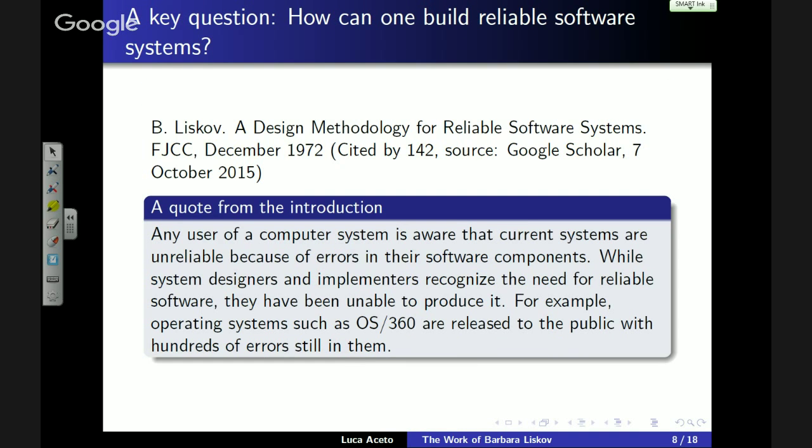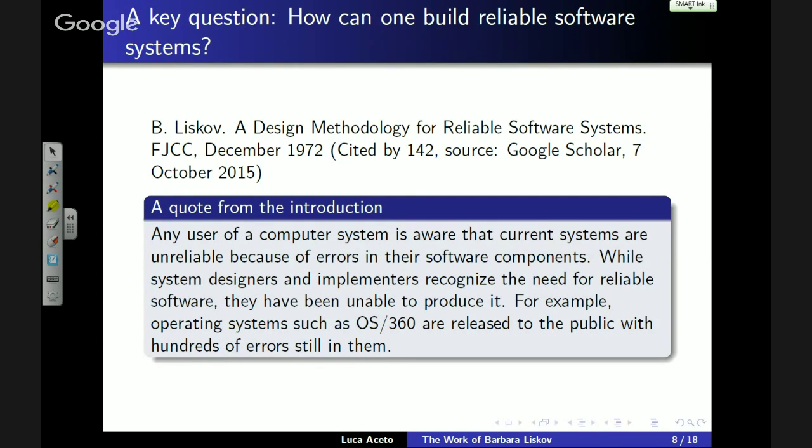So let me give you some quotes from the paper that Barbara Liskov wrote, this was one of her earliest papers, where she presents the design methodology that she had used for building the Venus operating system. So here's a quote from early on in the introduction. I'm not going to read it to you. You can read it by yourself, but I think this should ring a bell. This could be written today.